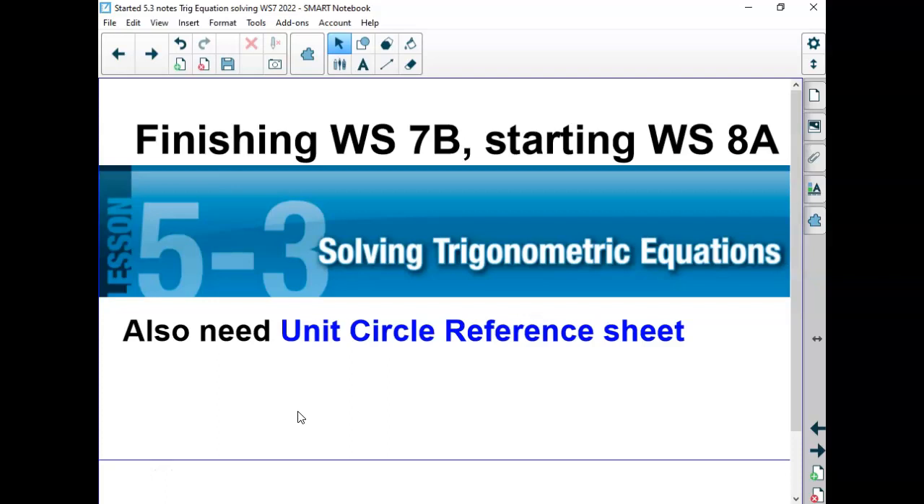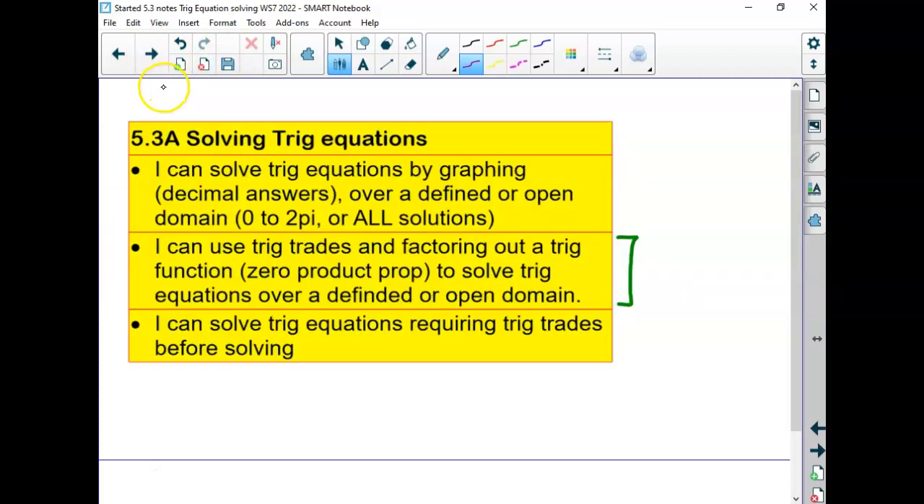So we are finishing 7B, solving trig equations, today. Let me see if my pen is going to work. Make sure you have out your unit circle sheet, okay? The warm-up I was going to do today, we're still focusing mainly on this one. We're also going to do some today that involve trig identities.